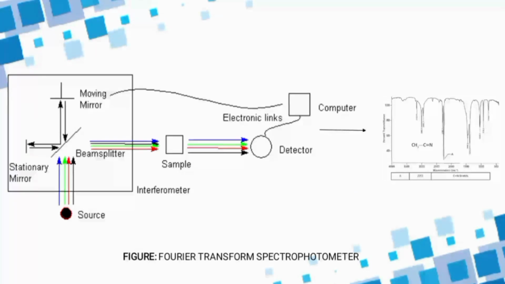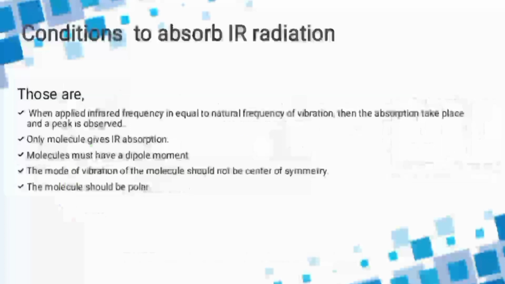Here is a picture again: Fourier transform spectrometer, stationary mirror, moving mirror, and the beam splitter. And the sample is detected in the computer, and so we get the graph like this. So here's the sample. One beam is at the stationary mirror and the other is at the moving mirror.